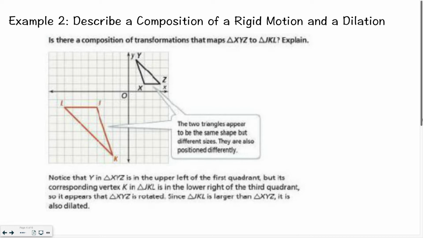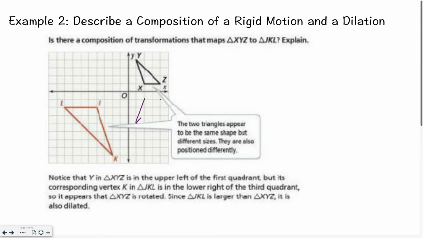Remember, a translation is where it just slides. It doesn't flip or rotate. It can't be a translation because it needs to not be facing the same way. A reflection is when it just flips over. And if we just flipped it over, it would either be facing kind of, let's see, if we flipped it over, let's just quickly look at how that would not necessarily work.